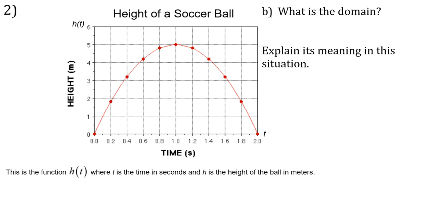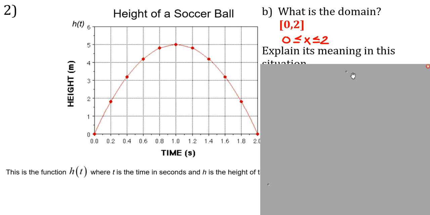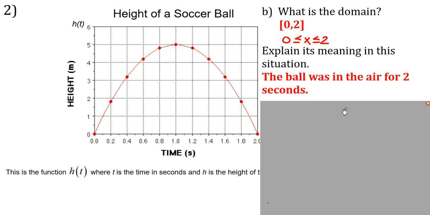Our next question, what is the domain, and explain its meaning? Well, we have to remember that the domain is the set of all the inputs for our function. And so our inputs are here, t, right, time in seconds. And we can see our inputs start at 0, and they are continuous all the way to 2. So our domain would be a left bracket, 0, 2, right bracket, or if you were writing it as an inequality, x is greater than or equal to 0, but less than or equal to 2. What is the meaning of the domain? Well, domain is the time, so that means the ball was in the air for 2 seconds.